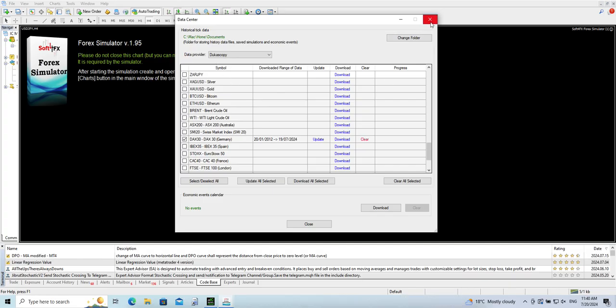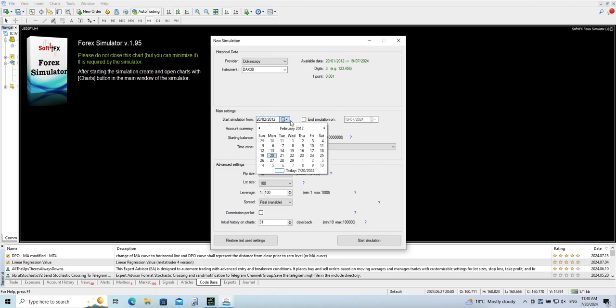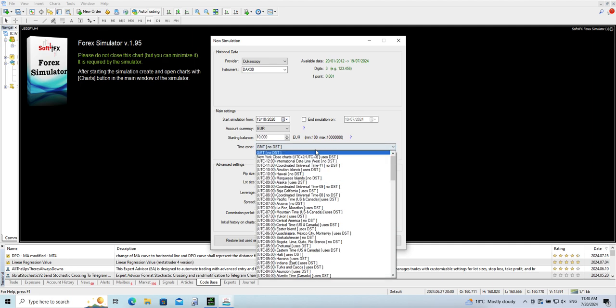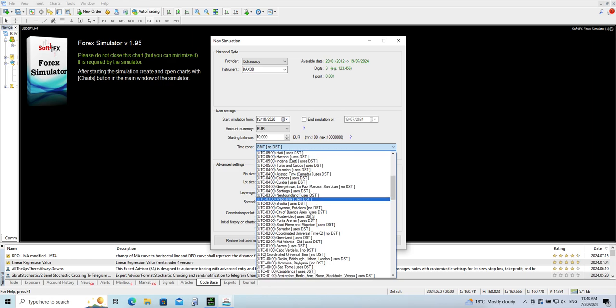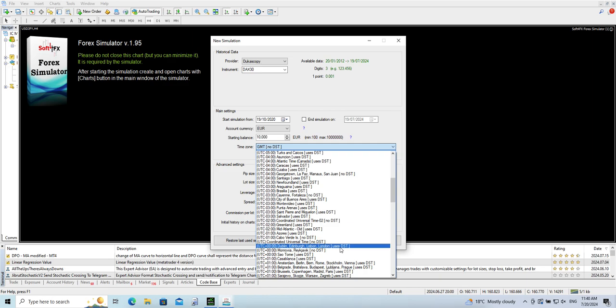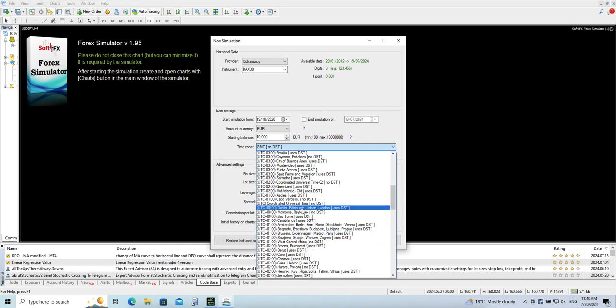So, simulation, 19th of October 2020. We'll put the account currency in euros, time zone, GMT. Well, this is the one we want. This is actually a new feature on this. Didn't used to have the daylight saving time, so that's really handy because I used to have to figure out what time the chart was and figure out what day the daylight savings was.